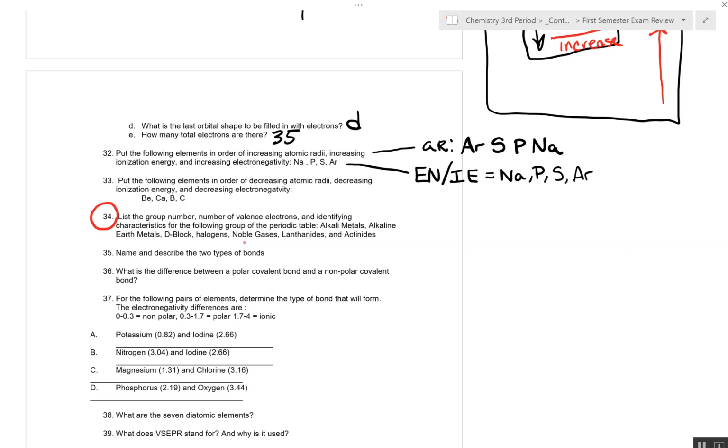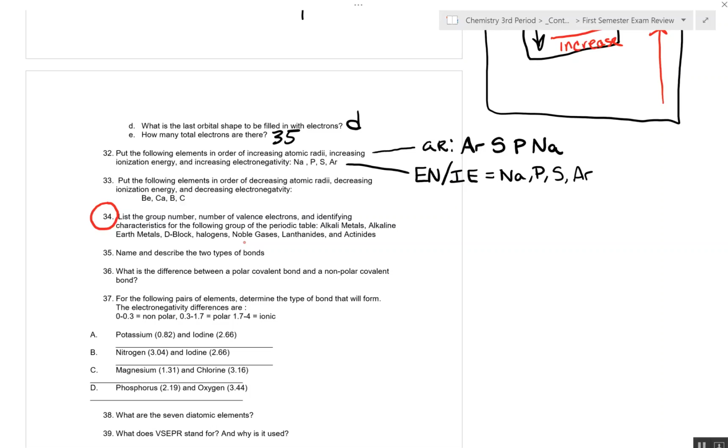So, for potassium iodine, take 2.66 minus 0.82. What do you get? Anybody? You get 1.84, so it makes it ionic. Iodine and nitrogen, 3.04 minus 2.66. 0.38, what's that make it? Polar. So this is how a question will look on the test. You'll get the little thing here that tells you how to identify them.